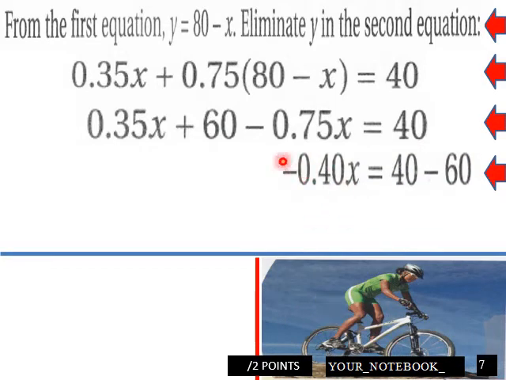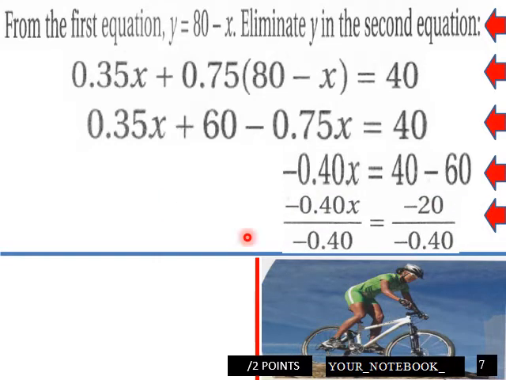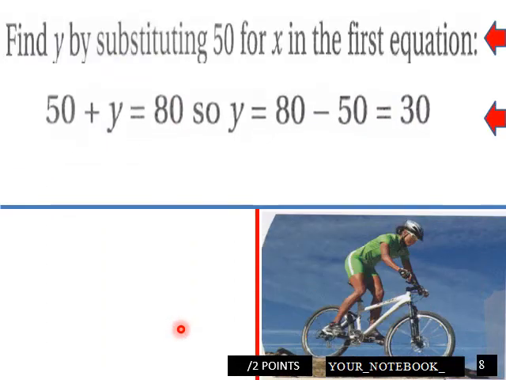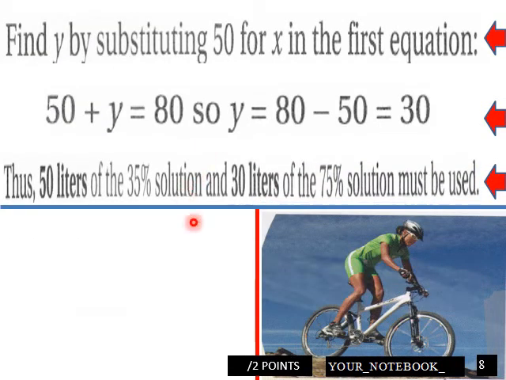Combine like terms, we get this, negative 40x equals that over there on the right side. We divide through by negative 40. We get x equals 50. So that would be our solution. We go back into the original by plugging in that number. Thus 50 liters of 35% solution and 30 liters of 75% solution must be used. So that is one way that you can solve a word problem by using a system of equations.